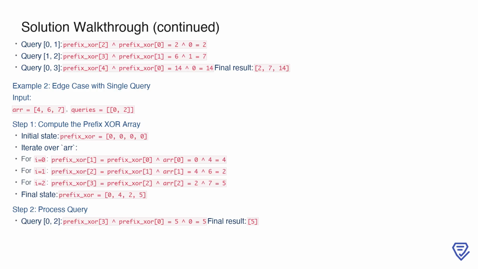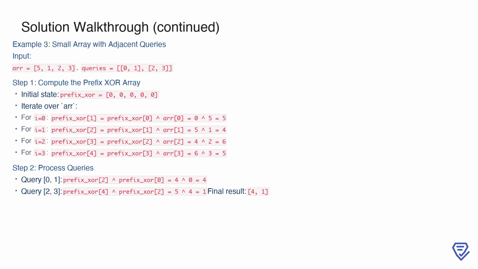We compute the prefix XOR array in the same way. Starting with an initial state of 0, 0, 0, 0, we iterate through the array: 0 caret 4 equals 4, 4 caret 6 equals 2, and 2 caret 7 equals 5, resulting in 0, 4, 2, 5. For the query 0, 2, the result is prefix_XOR[3] caret prefix_XOR[0], or 5 caret 0 equals 5. So the final result for this query is 5.